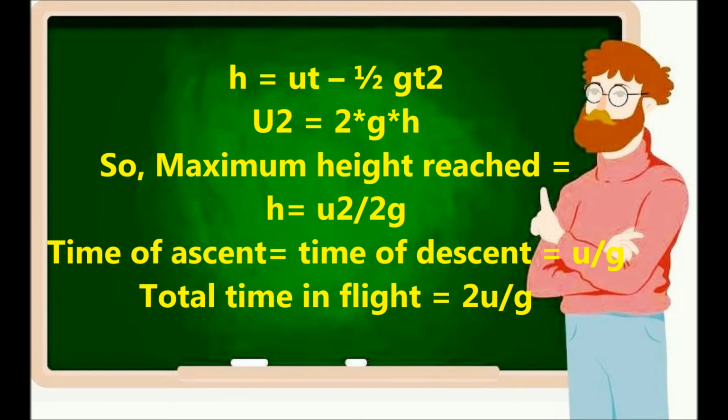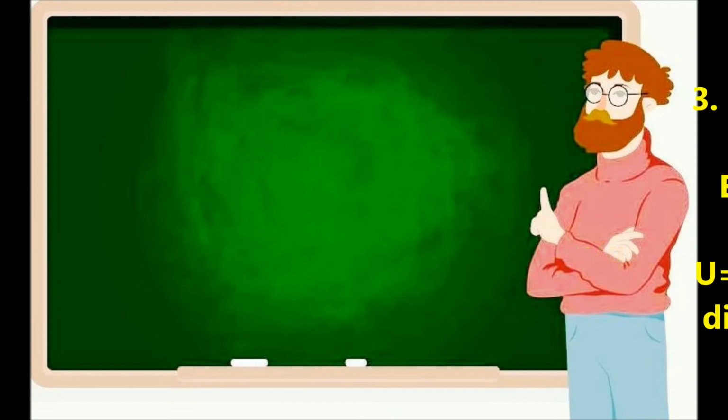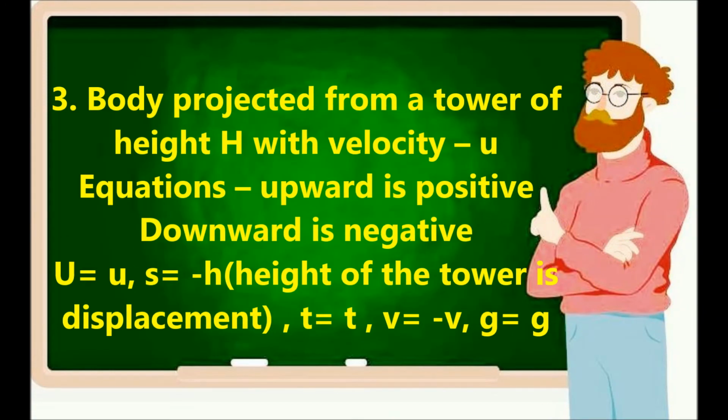So maximum height reached is h is equal to u square by 2g. And total time of ascent is equal to time of descent is equal to u by g. And total time of flight is double that. So please notice, time of ascent and time of descent are the same, but total time will be double that.